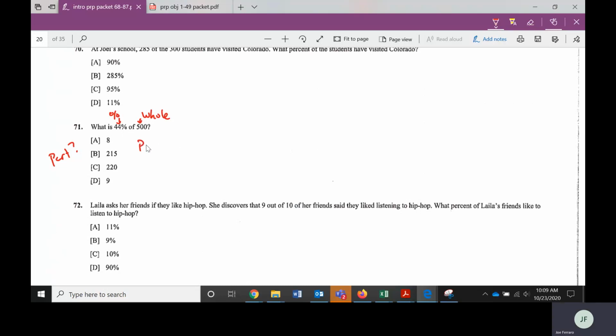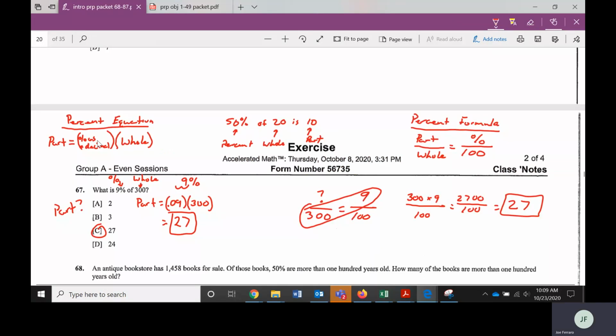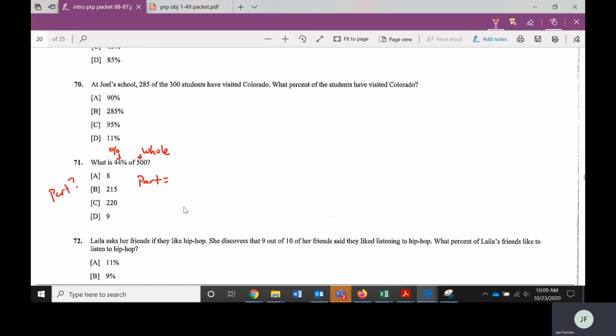So one way we can do it is the percent equation. Remember, I'm not going to rewrite the whole thing. It's up here. The percent as a decimal times the whole. So the percent as a decimal, 44%, you go 1, 2, is 0.44. And then we're going to multiply that by the whole, which is 500. So then all you do is take your calculator, hit 0.44 times 500, and you get 220.